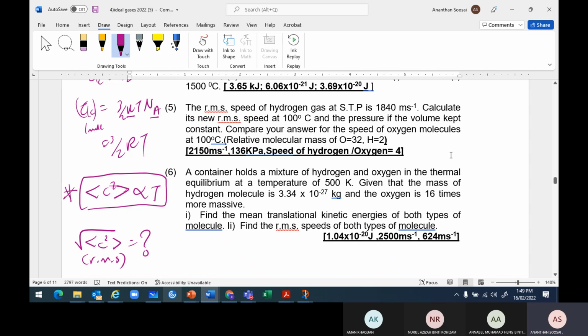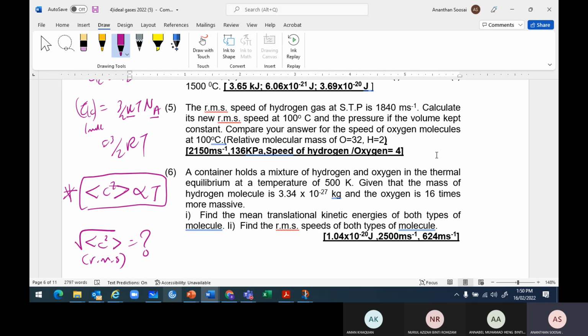Okay, so remember, they give you RMS speed, but to relate temperature, you have to go to mean square speed. Mean square speed is proportional to temperature. It's proven. Okay, so can you continue after that? Can you find the pressure now? What is the pressure of the gas at 100 degrees Celsius?